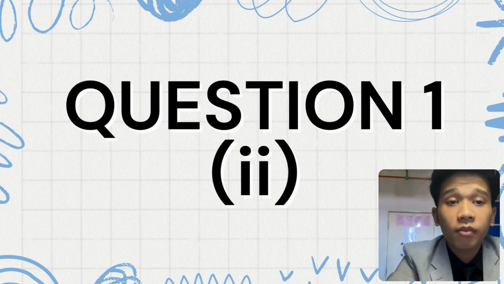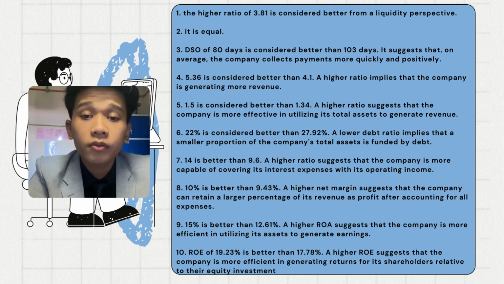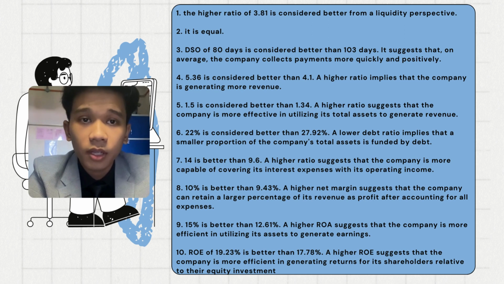Identify and briefly explain the areas of the firm: liquidity, leverage, profitability, and asset management. Number 1, the higher ratio of 3.81 is considered better from a liquidity perspective. Number 2, it is equal. Number 3, the days sales outstanding of 18 days is considered better than 103 days. It suggests that on average, the company collects payment more quickly.